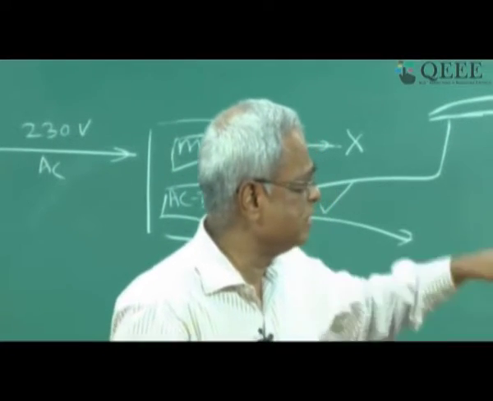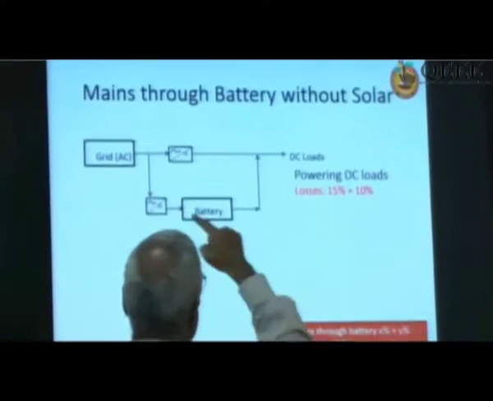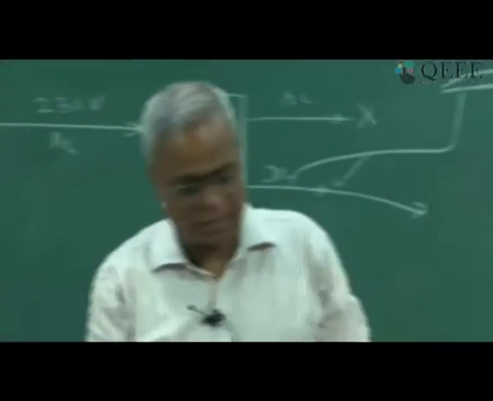Losses through the battery are put as X% plus Y%. X% is from source to the battery and Y% is from battery to the load. Now, these are all important parameters.